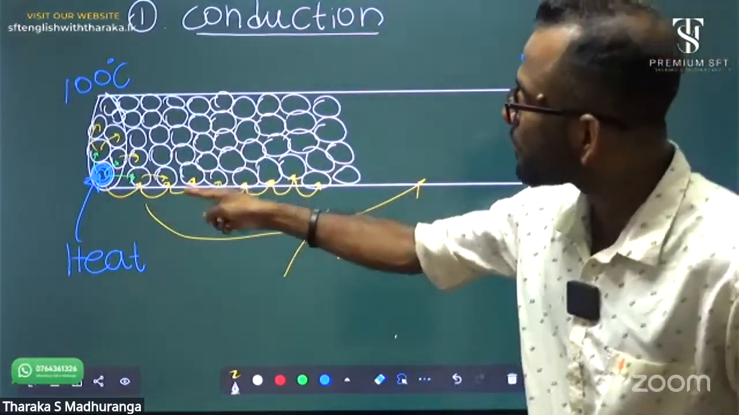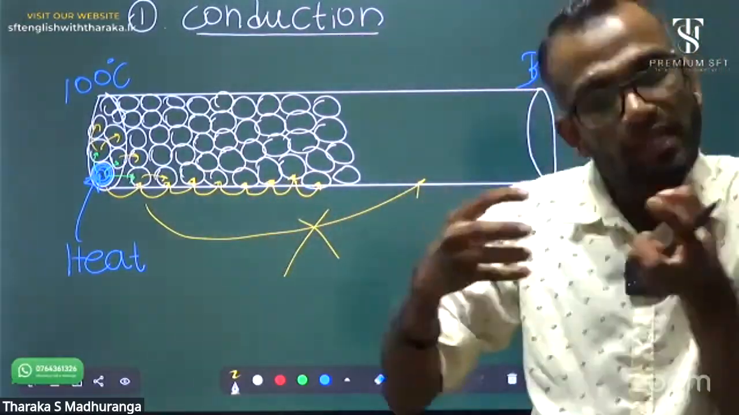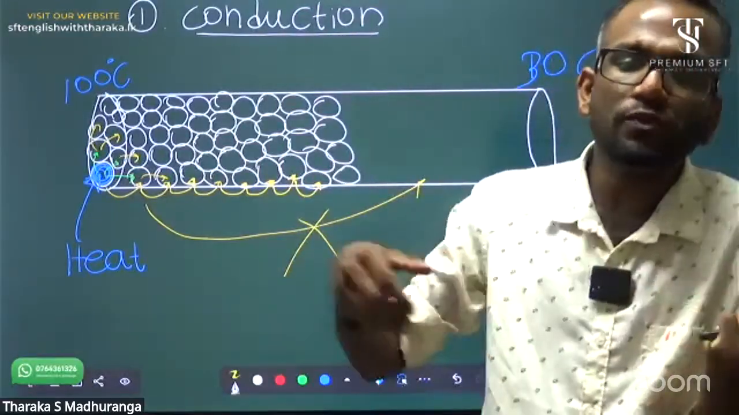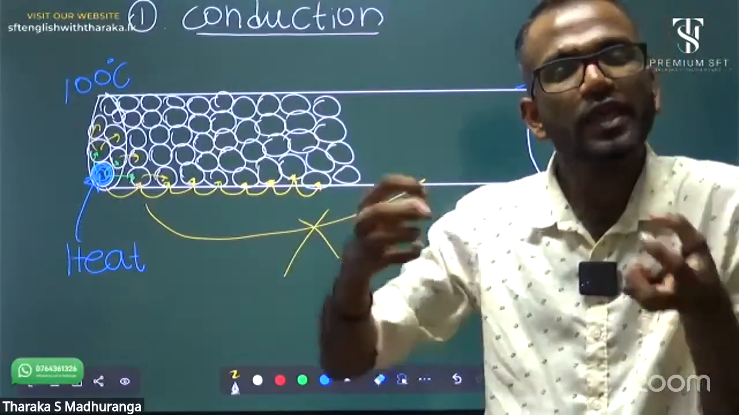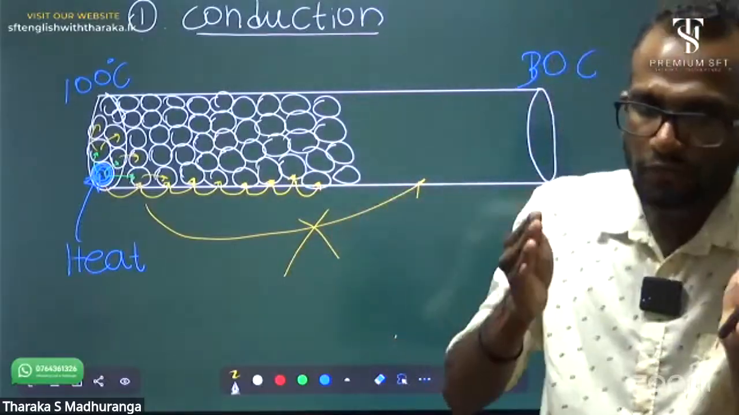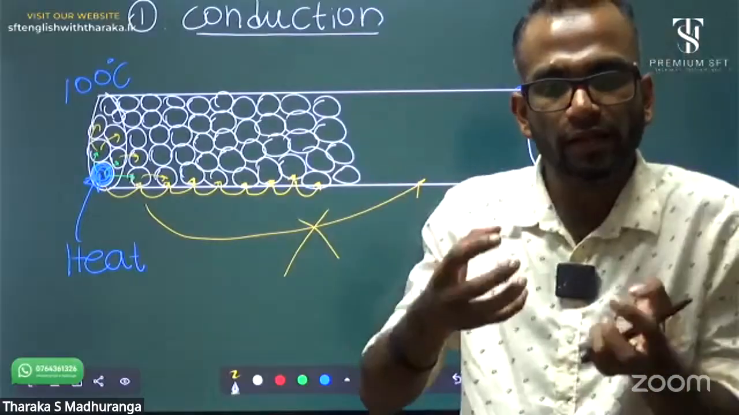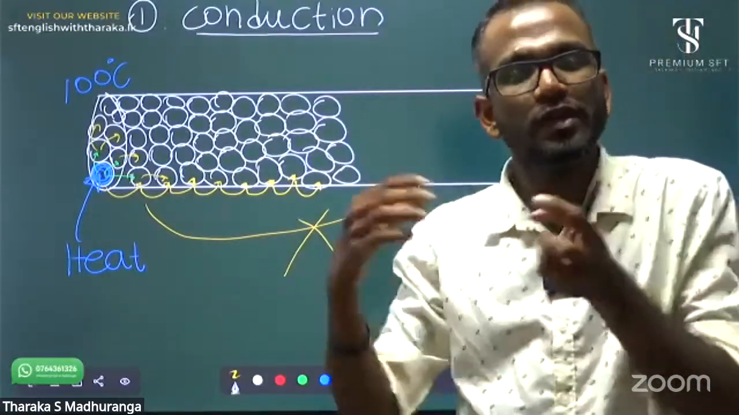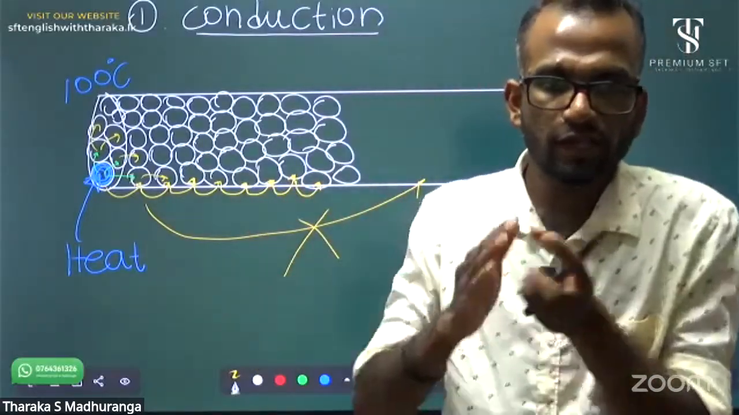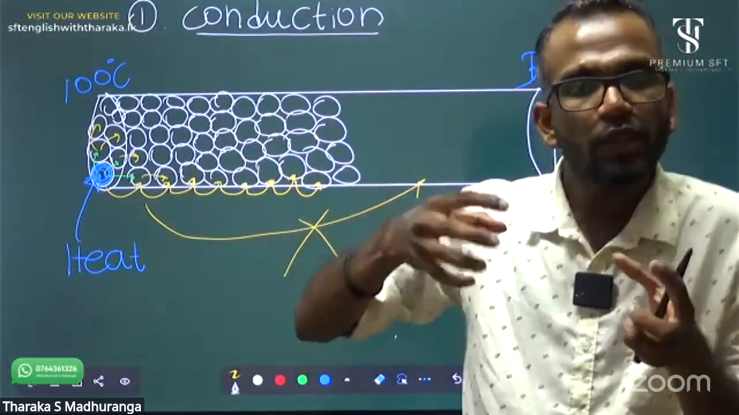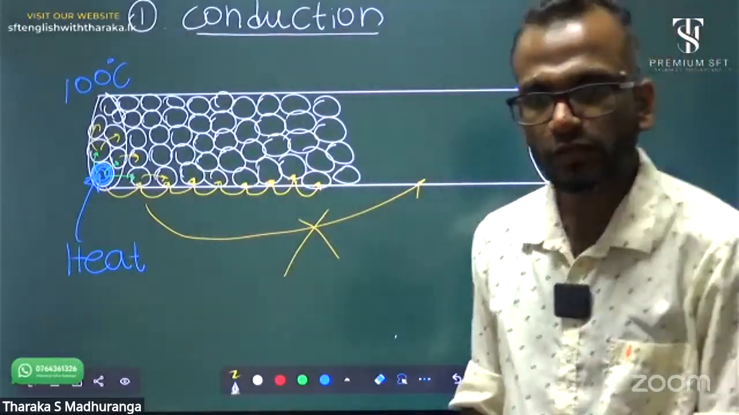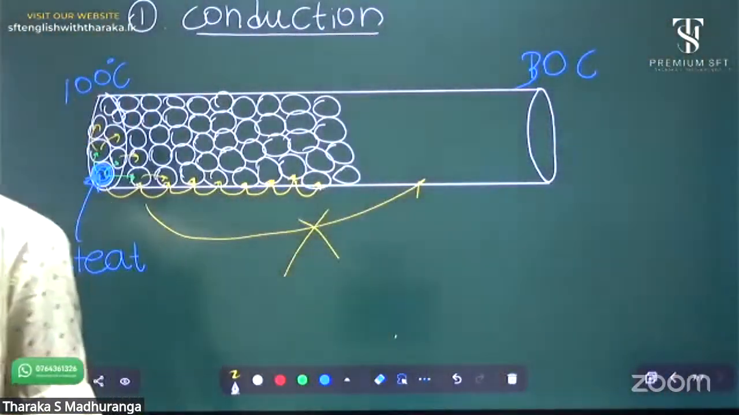Why is there no molecule movement? Because they are highly compacted. Molecules are not able to move back because it is not a fluid. It doesn't have a flowing property. Molecules are highly compacted. Therefore, the molecule absorbs heat energy and it's transferred to the next molecule like this. It's continuously molecule to molecule heat transfer. No molecule movement. Understood? That we call conduction.